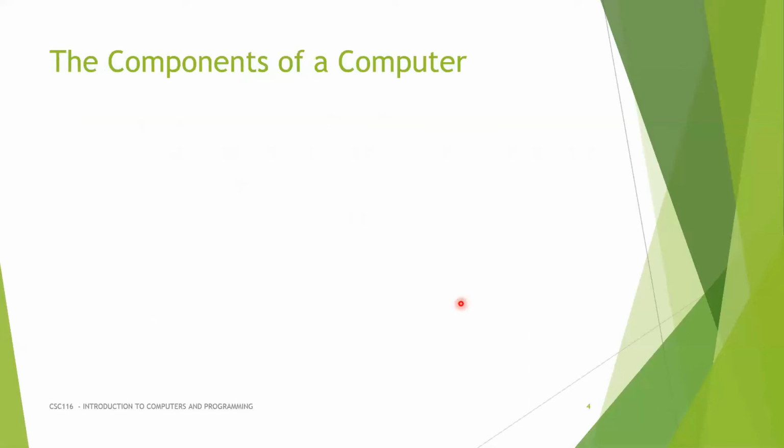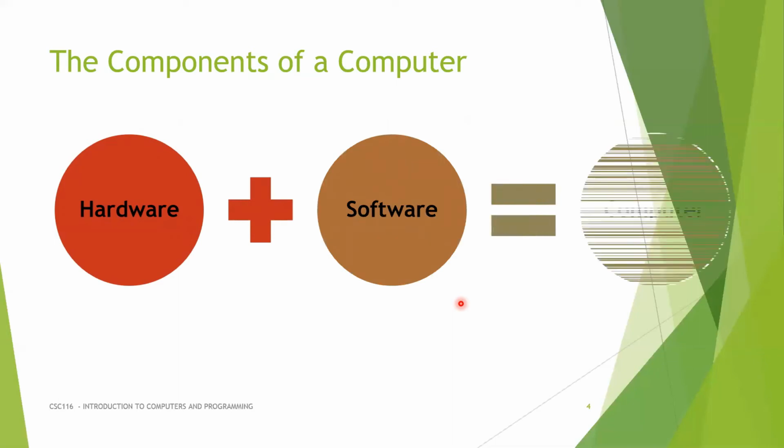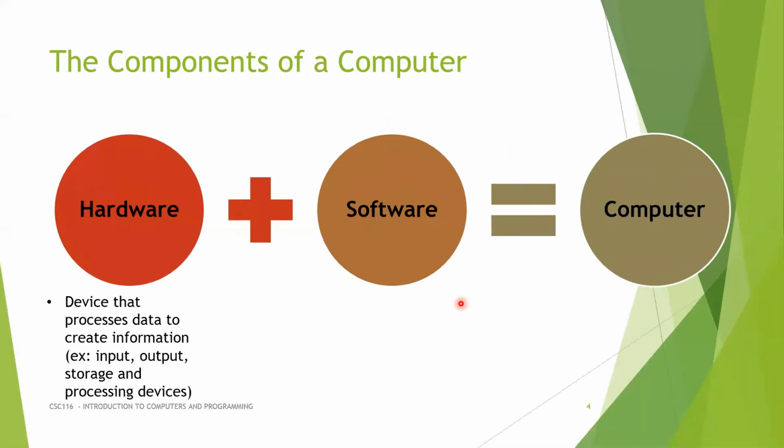Okay, so the components of a computer. First we have the hardware. Hardware plus software, it becomes a computer. Okay, this is the component of a computer. Hardware means the devices that process data to create information. Example: input devices, output devices, storage devices and also the processing devices. Okay, selalunya hardware ni adalah benda yang kita boleh sentuh. Contohnya mouse, keyboard, semua ni kita boleh lihat dan juga sentuh.